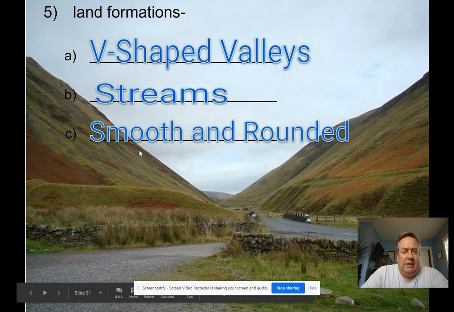And you're going to see that the land is going to have a relatively smooth, rounded shape to it. The reason why we're pointing out a V-shaped valley is later on when we talk about glaciers, you're going to see another type of valley, which is a U-shaped valley, and it will be very distinct and different from the V-shaped valley.